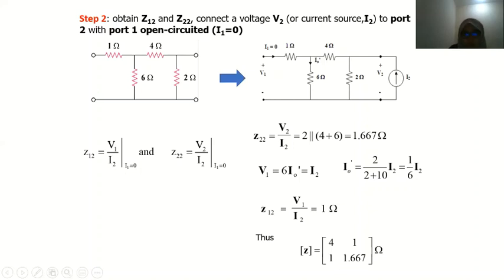Then you substitute all the Z values into the Z matrix form. So you will have Z11 equal to 4, Z12 is 1 ohm, Z21 is 1 ohm, and Z22 is 1.667 ohms.